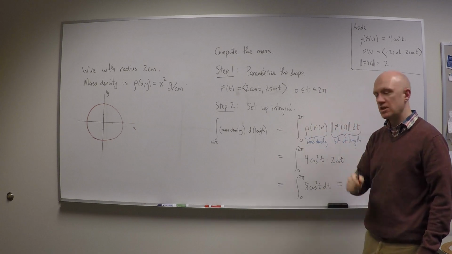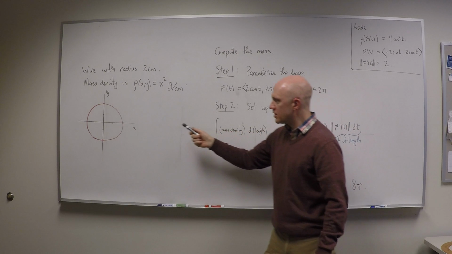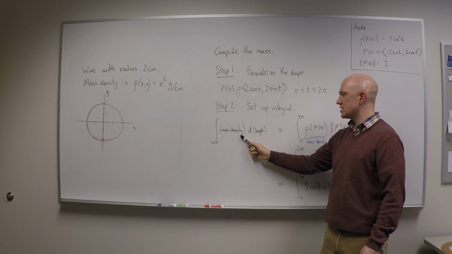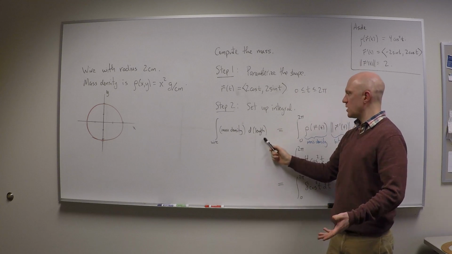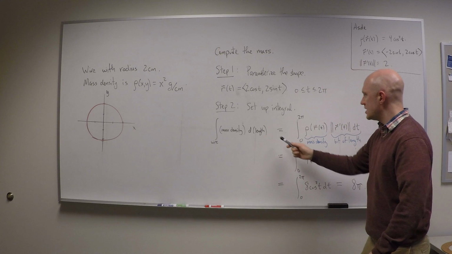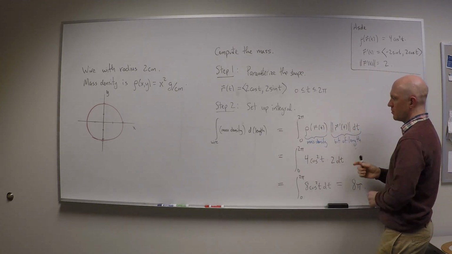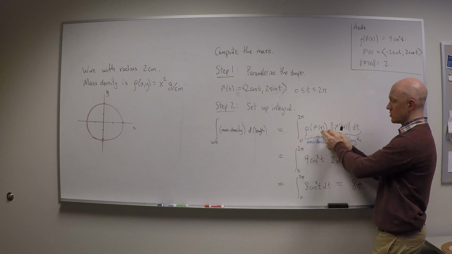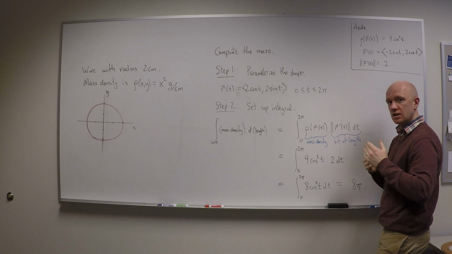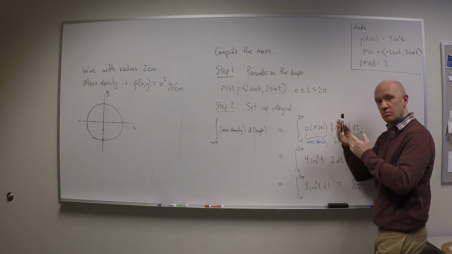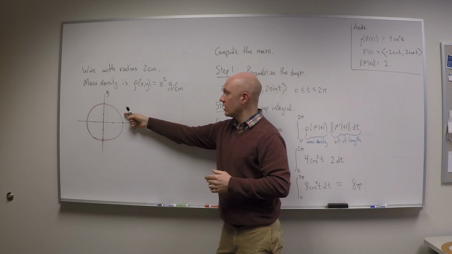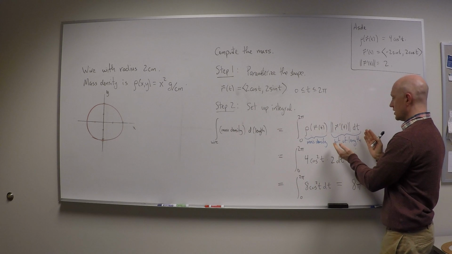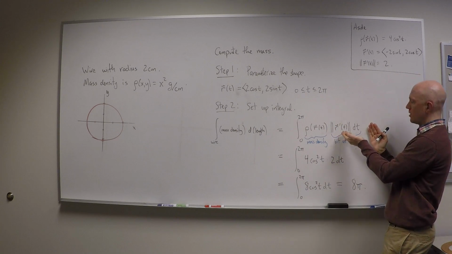Now, step 2 is set up the integral. So remember, this integral is going to be, conceptually speaking, an integral over the full wire of the mass density d length, or with respect to the length. And this is equal to, as we set it up, the mass density evaluated at the particular point that I have in terms of t. So rho of r of t. That means if I give you a t, r of t gives me a point on the wire, and I plug that r of t into rho in order to get the mass density at that point. And then the little bit of length is the length of r prime of t dt.